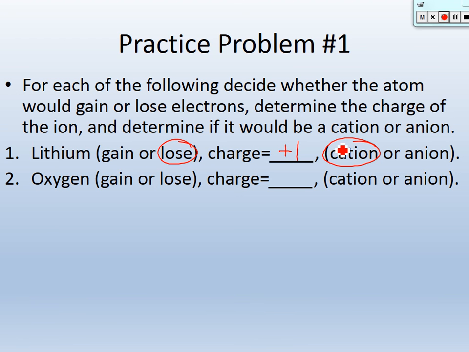Okay, oxygen. Find it on your periodic table. How many valence does it have? 6. Easier to gain 2 more or lose those 6? Gain 2 more. So it's going to gain. What's its charge going to be if it gains 2 more? Minus 2. Cation or anion? Anion.